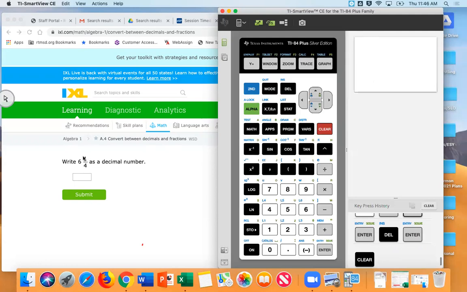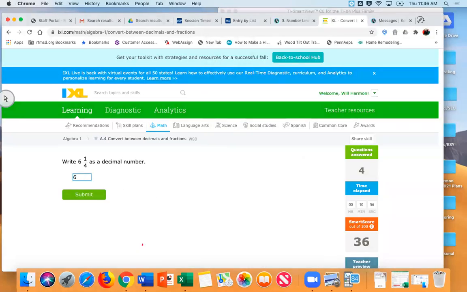Well, let's focus on this 1/4. Let's write that as a decimal. So I focus on that and I just do 1 divided by 4, and that's 0.25. So the way I do this is I write 6.25. I kind of pretend to forget about that whole number part.